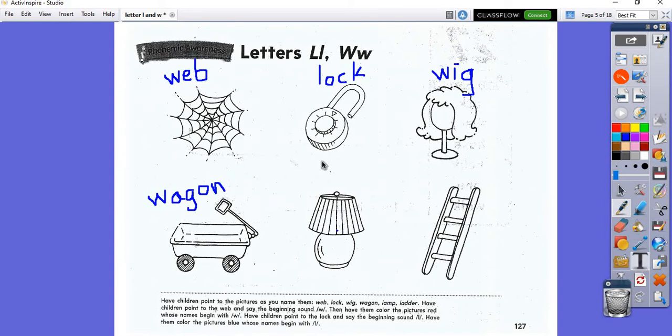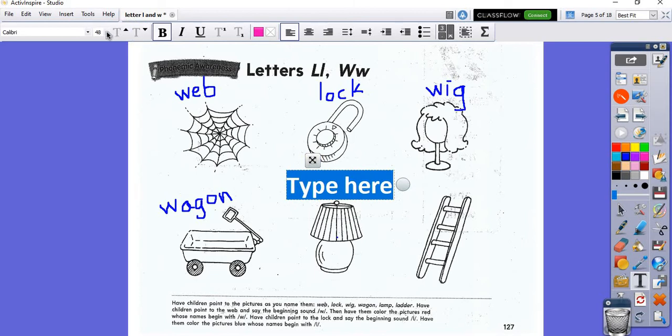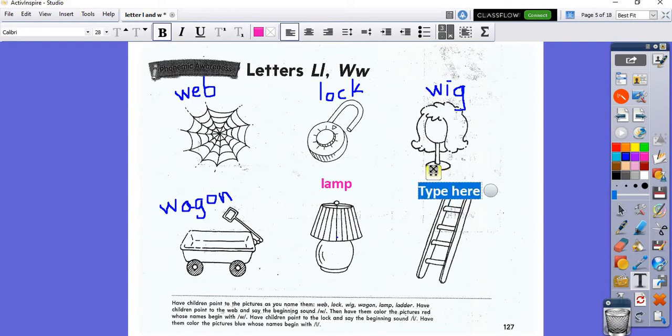Let me see who will tell me this is. This picture is lamp. Lamp. This is ladder. Ladder. Very good. Now we have next page.